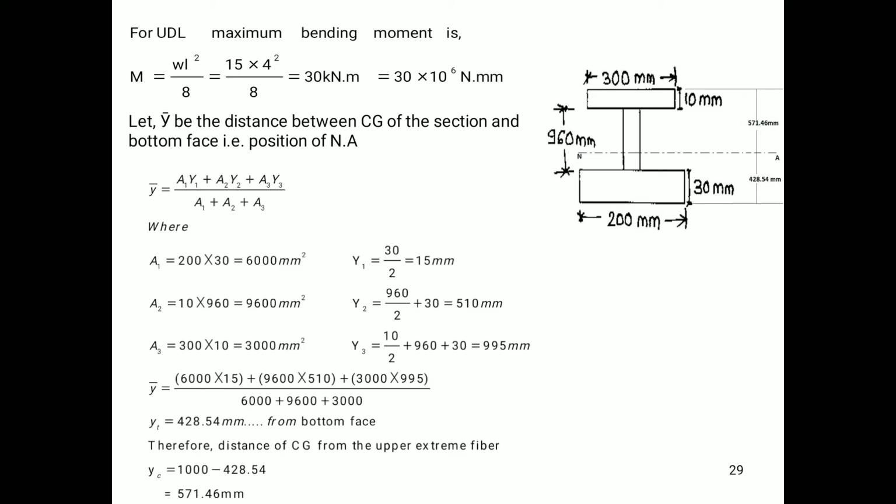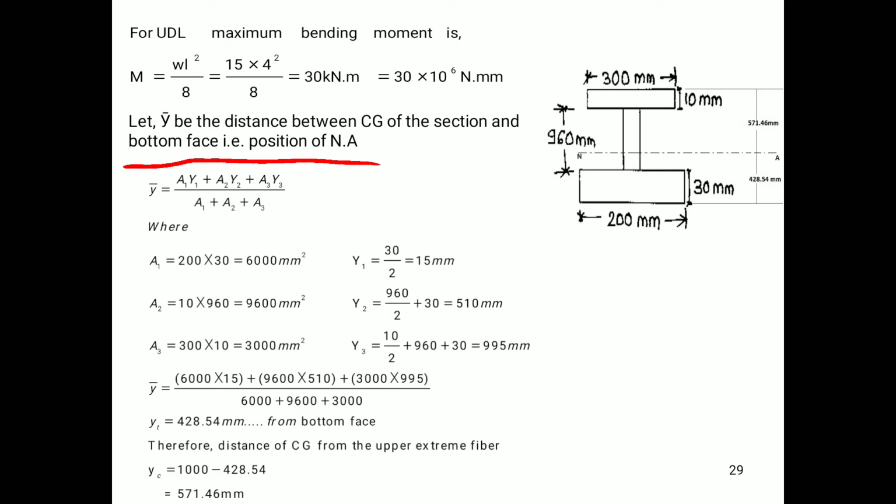Shear force diagram and bending moment diagram. Now once you know the value of moment, we have to find out the value of y also and the value of I also. Now we will find out the value of y bar. Y bar is the distance between the CG of the section and the bottom face, that is the position of the neutral axis.